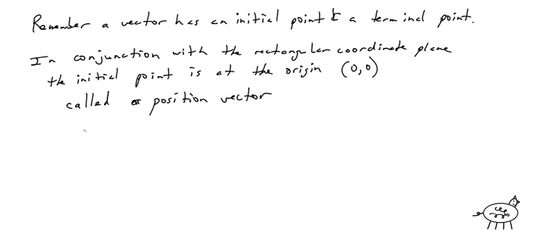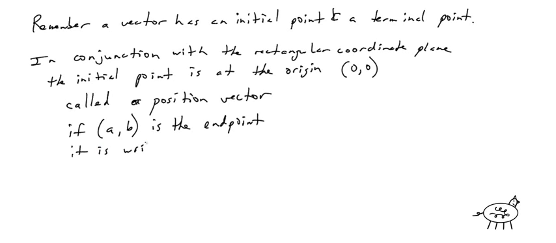Basically, if a comma b is the endpoint, it is written as a comma b with these vector brackets. This is your x component, and the b is your y component.